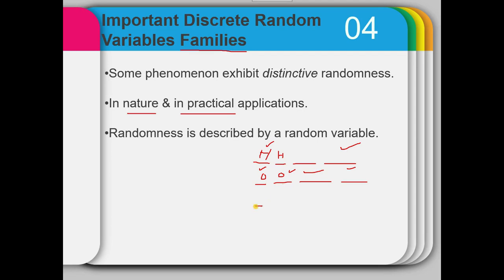Similarly, 4 students are attempting an exam of a course. What is the probability that 2 students will pass this course? These 2 students can pass the course, so just write P for passing. Or these 2 students can also pass, or these 2 students can also pass. So there are different settings where 2 students in a group of 4 can pass this course.